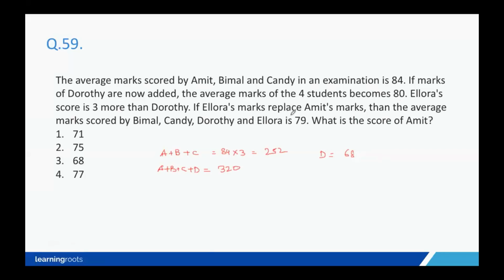What happens next? Elora's score is 3 more than Dorothy's, so this becomes 71. And Elora's mark replaces Amit's mark. So then B plus C plus D plus E, the average is 79. So 79 into 4, which is 316, will be the total. A plus B plus C plus D is 320. B plus C plus D plus E is 316. Simply by subtracting these two, I will cancel off the terms. What remains is A minus E, and what remains here is 4. So A is equal to 4 plus E. If I add 4 to this, it gives me 75, which is answer option 2. The score of Amit will be 75.